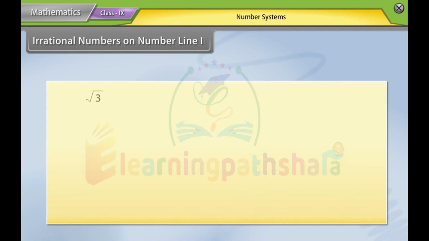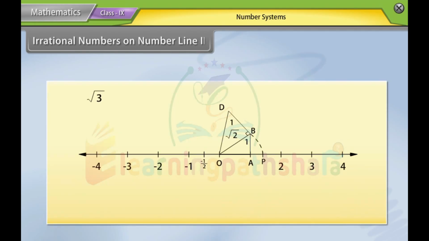Similarly, to locate square root of 3 on the number line, we will construct BD of unit length perpendicular to OB. Then, by Pythagoras theorem, OD is equal to square root of 2 square plus 1 square, which is equal to square root of 3. Now, by using the compass with center O and radius OD, we will draw an arc intersecting the number line at point Q. The point Q corresponds to square root of 3 on the number line.